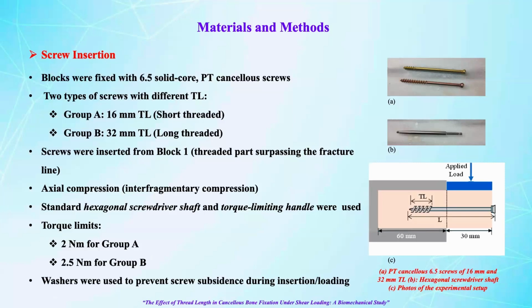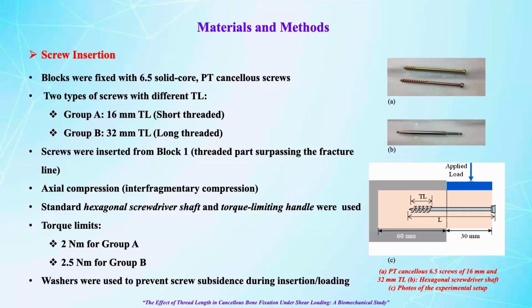The screws were inserted from block 1, the small one, so as to ensure that the threaded part for both screw types effectively surpassed the fracture line. By this technique, axial compression was produced between the 2 blocks. The screws were inserted by using the standard hexagonal screwdriver shaft attached to a torque limiting handle.